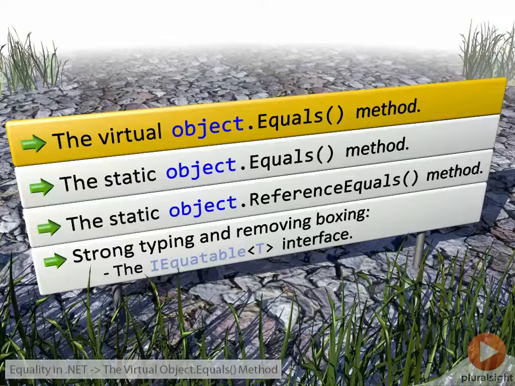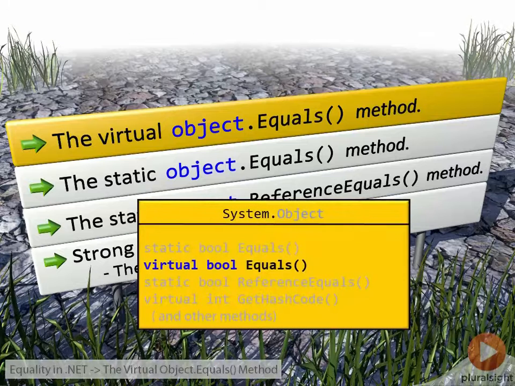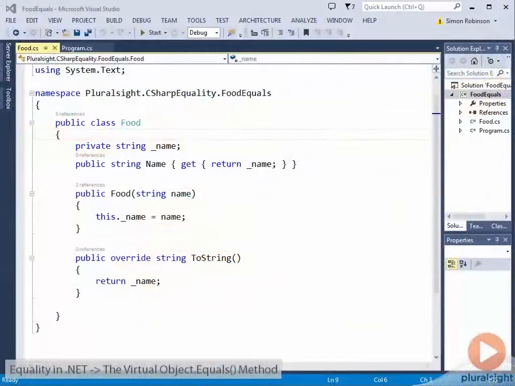In .NET there are a number of ways to compare equality, but the most fundamental means .NET provides for this purpose is arguably the virtual Equals method defined on System.Object. To show you this method, I have a class called Food.